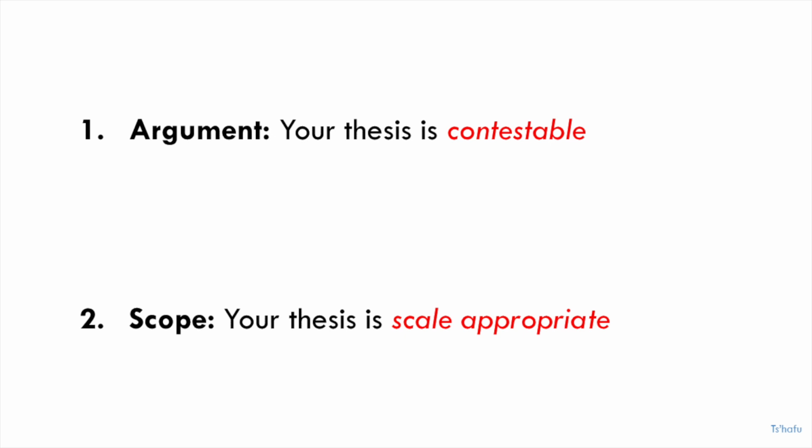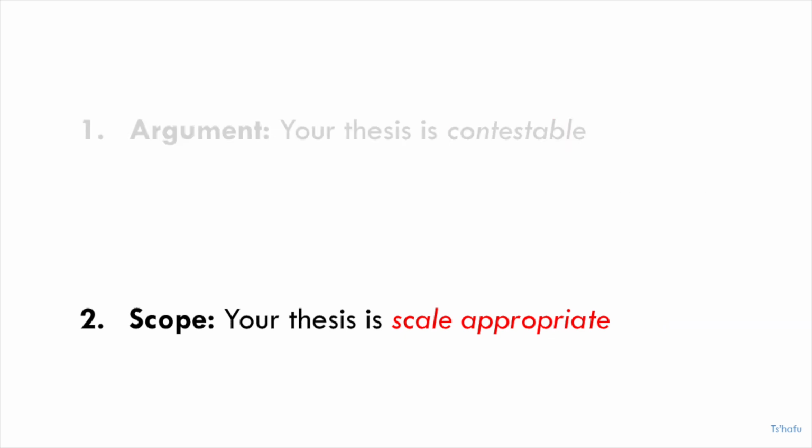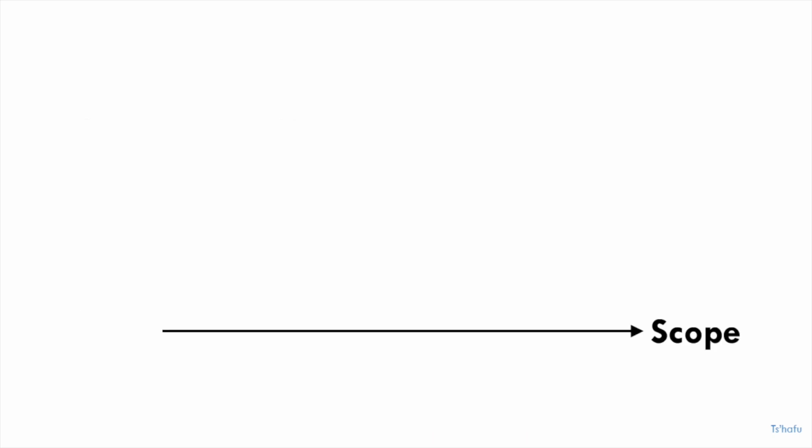Therefore, when we're speaking about this, really our point is to say your thesis can be thoroughly proven in the length of your paper. And so for now, let's focus a little more on the scope dimension. And later on, we're going to go to the argument dimension. Now for the scope, we can really think of this in terms of a continuum, where on the left we have a narrow scope and on the right, broad scope.